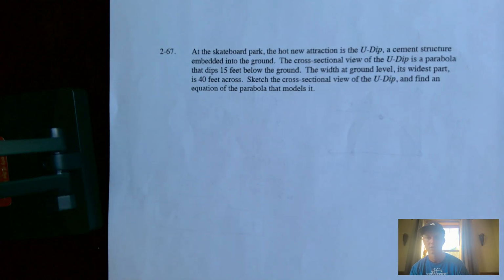The cement structure embedded in the ground. The cross-sectional view of the U-dip is a parabola that dips 15 feet below ground. The width at ground level is the widest part. It is 40 feet across. Sketch the cross-section of the U-dip and find the equation of the parabola.